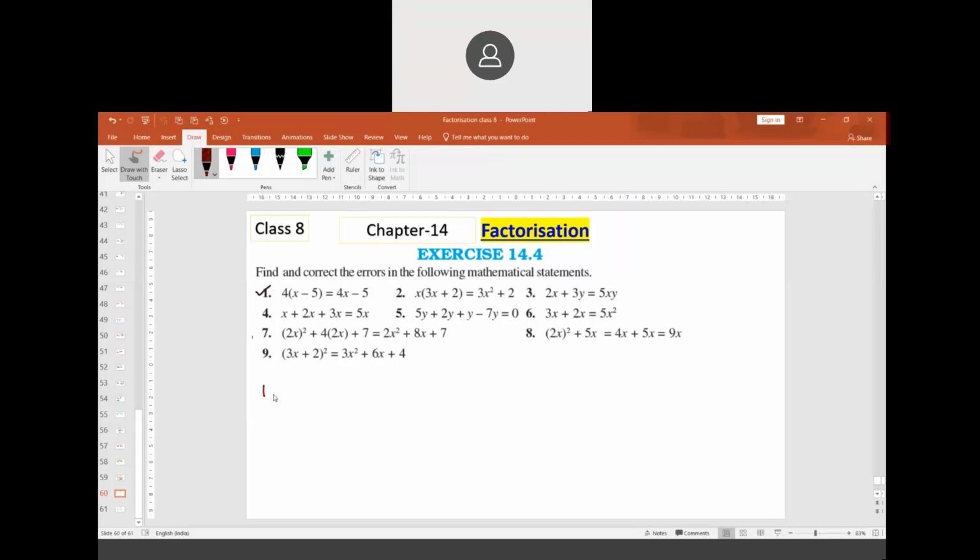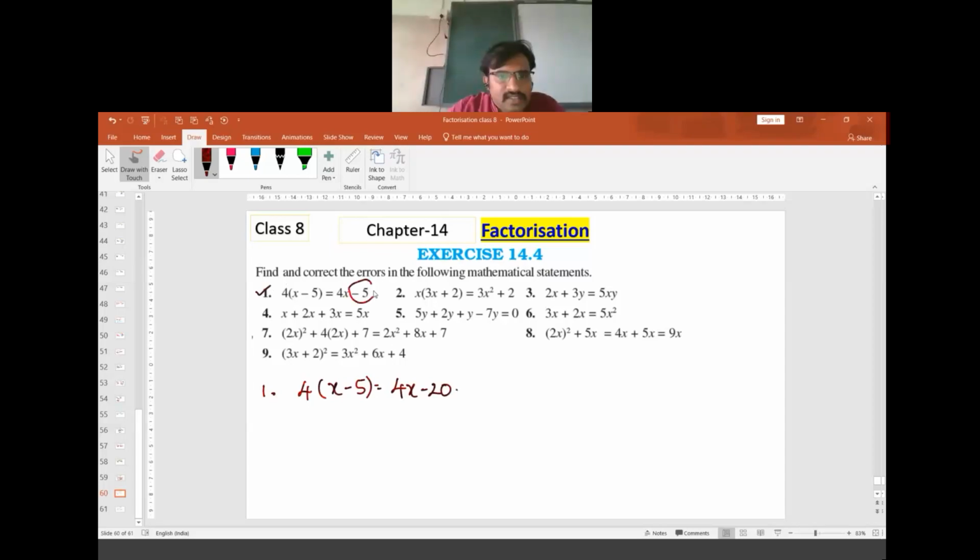First one, the answer is minus 20, sir. Minus 20 should come. It will be written as 4x minus 20. So the error is 5. It has to be minus 20.